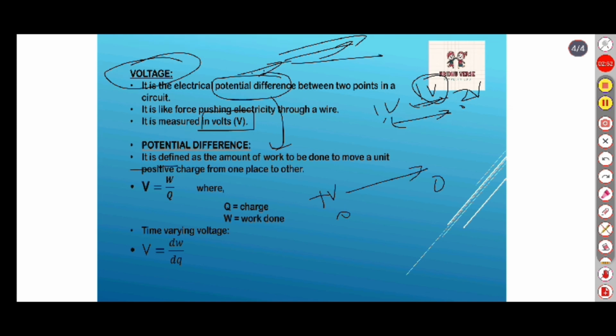Its formula is V equal to W over Q, where W is work done and Q is charge. This is for a time constant or time invariant case. Now for time varying voltage, the formula is V equal to dW over dQ, the change in work done over the change in charge.